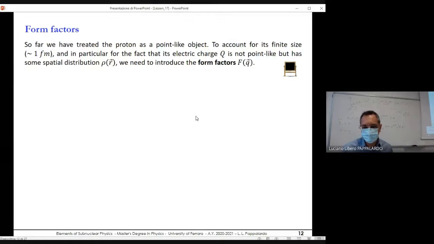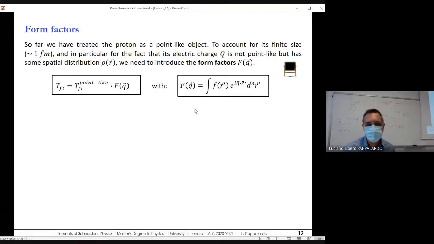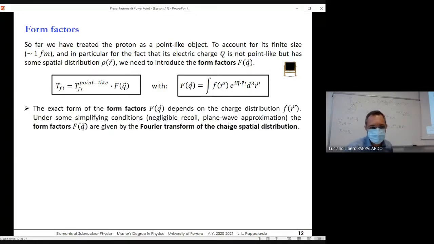So this you find also in the slide. So now look at this object here. So what is the goal of our game? It is to learn how the electric charge is distributed inside the proton.